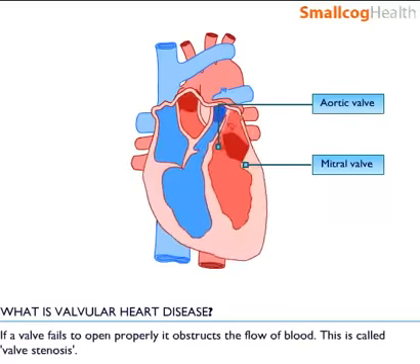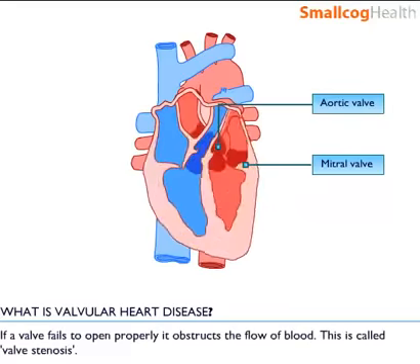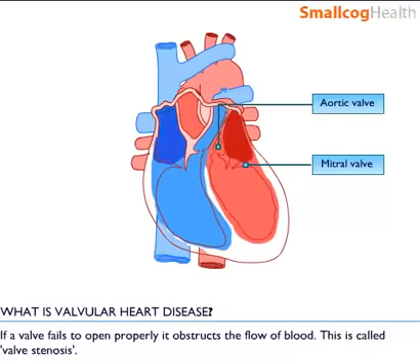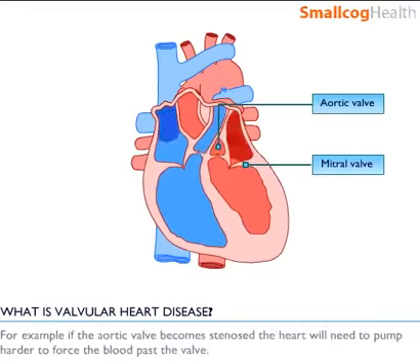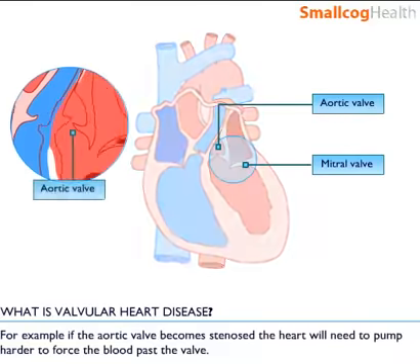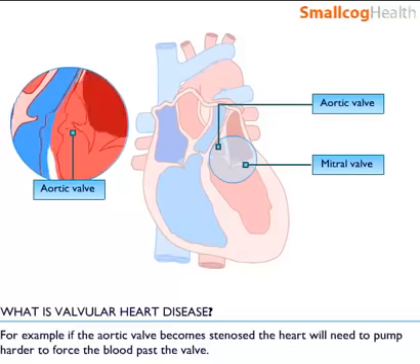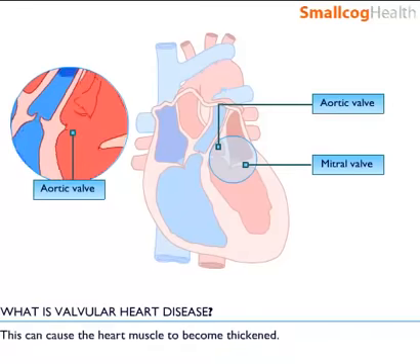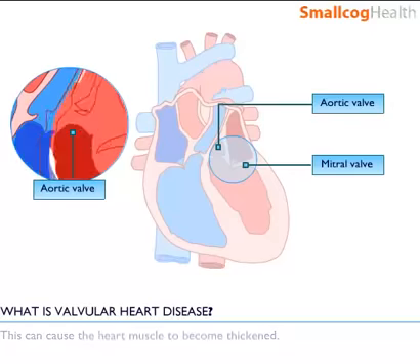If a valve fails to open properly, it obstructs the flow of blood. This is called valve stenosis. For example, if the aortic valve becomes stenosed, the heart will need to pump harder to force the blood past the valve. This can cause the heart muscle to become thickened.